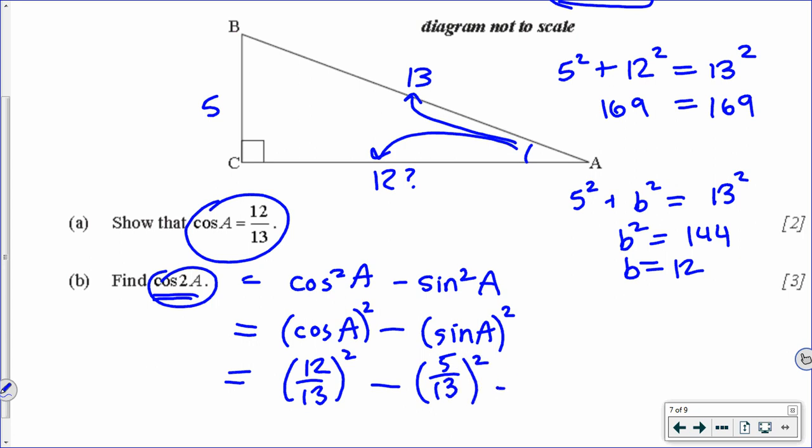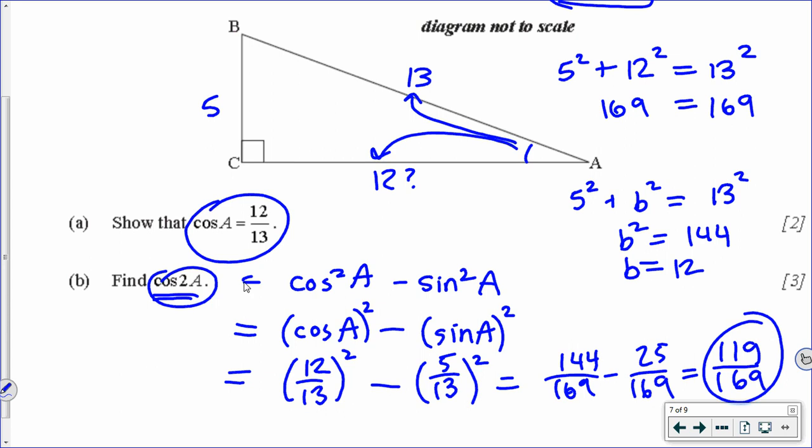This is a question where it's possible to get part B without ever getting part A. And then we can simply evaluate to figure out what the cosine of 2a would be. So I have 144 over 169 minus 25 over 169. And then we can subtract 144 minus 25, to get 119 over 169. And that's it for this one. And then let's see if we have some more complicated examples to go over.